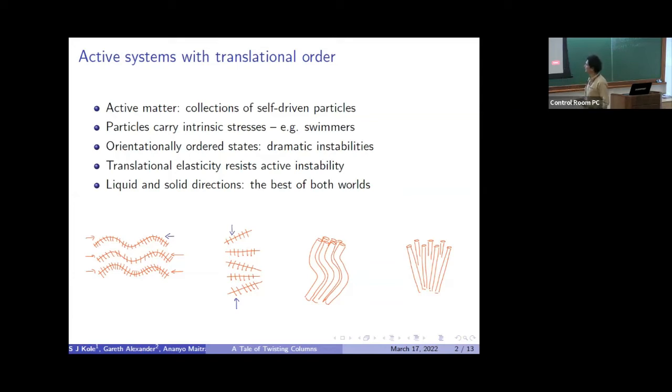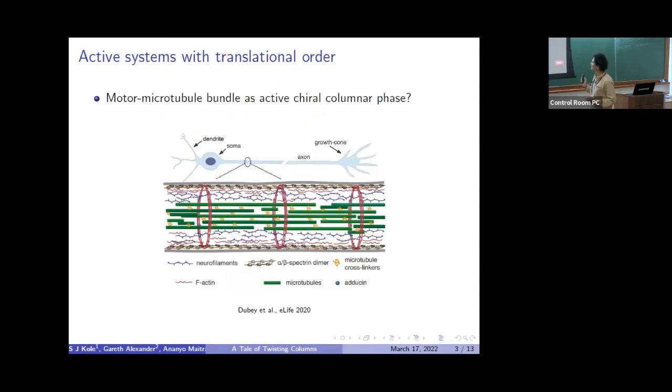If you think for some time, you'll realize that if you have a translational elasticity, then such instabilities can be inhibited. For example, in this cartoon showing a lamellar phase, a bend instability will be resisted because of the translational elasticity in 1D, while for a collection of columns, the splay instability will be resisted because of 2D translational elasticity. If you have a combination of liquid and solid-like directions, as you would see in, say, smectics and columnars, then it's the best of both worlds. Past the instability, you can control the flows and guide them if you have such a system.